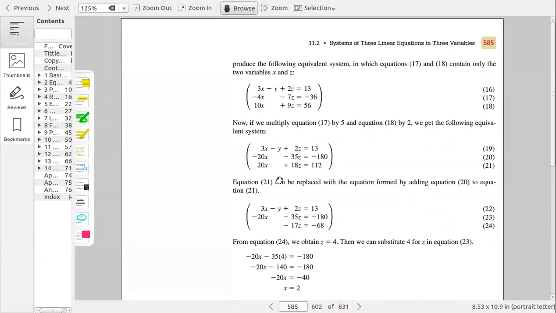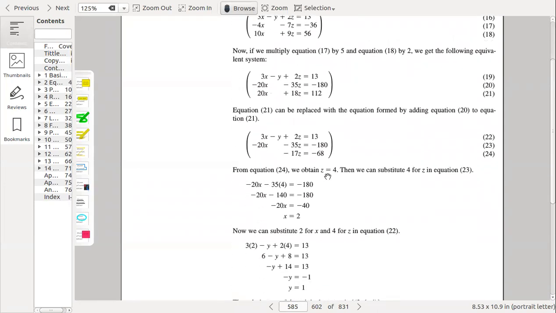Now just look at the value of x. These become equal. So just add these two and x will vanish, and you will have this. Adding these two equations, you have minus 17z equal to minus 68. And ultimately now you have the value of z equal to 4. And this value you can substitute in the second equation, and here you will get the value of x, which is equal to 2.